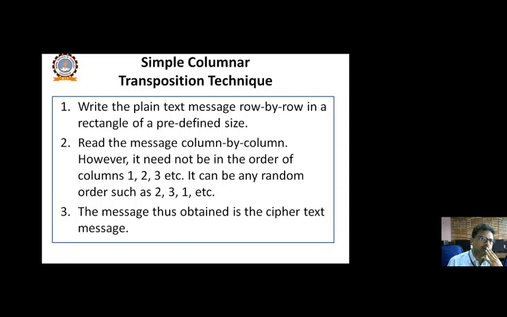So what is the algorithm or method by which the simple columnar technique can be applied on plain text to convert it into ciphertext? First, write the plain text message row by row in a rectangle of a predefined size. Second, read the message column by column. However, it is not necessarily in the order of 1, 2, 3. It can be a random order. It may be 2, 3, 1. It may be 3, 2, 1. It may be 1, 3, 2. Whatever order the sender adopts, the message thus obtained will always be in ciphertext form.